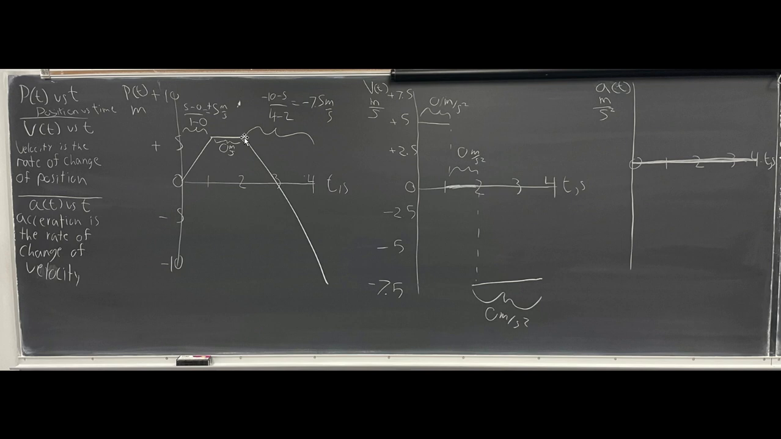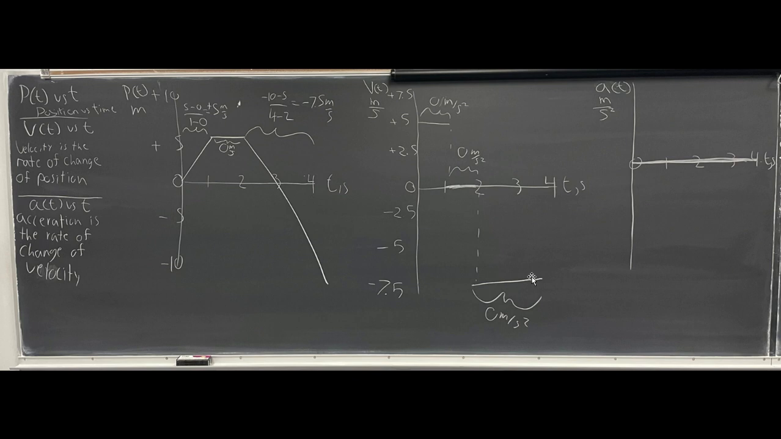And then from 2 to 4, we have this linear region here, which would be negative 10 meters minus positive 5 meters, divided by 4 seconds minus 2 seconds, or negative 7.5 meters per second. Therefore, the velocity time graph from 2 to 4 seconds, we would just fill in the value of negative 7.5 meters per second.